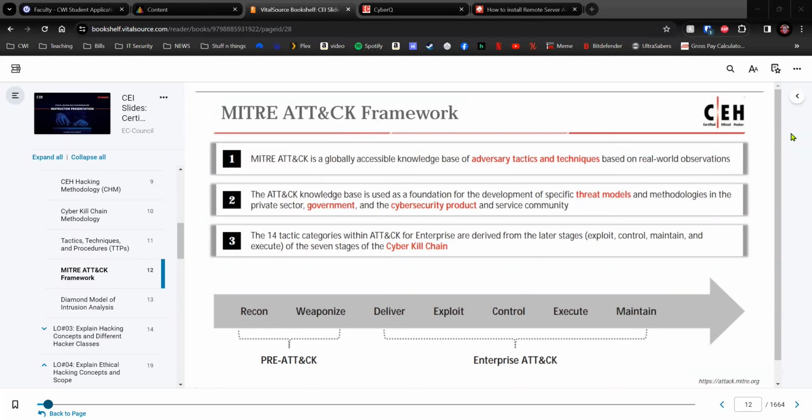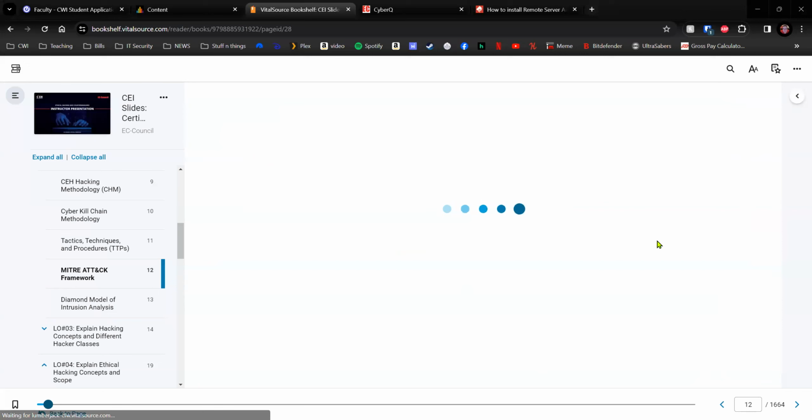So pre-attack: recon, weaponize, and then the enterprise attack: deliver, exploit, control, execute, and maintain. And these are just different ones that are the most commonly used.